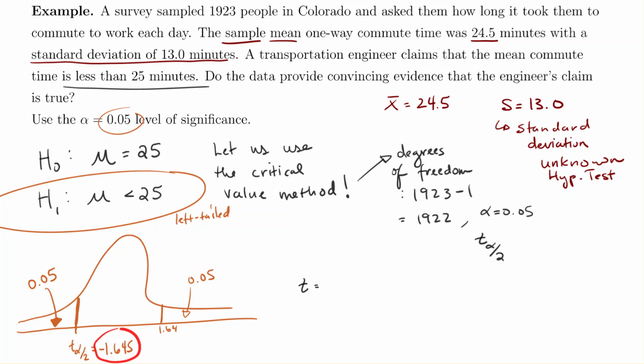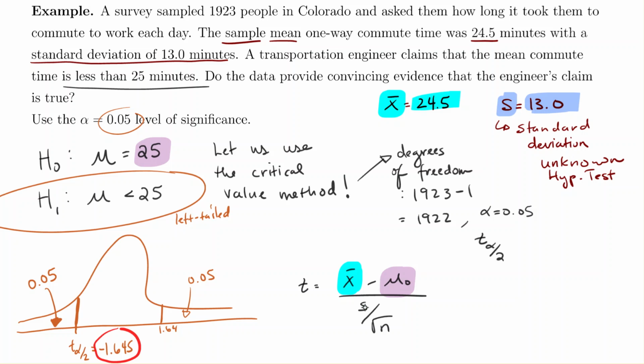My test statistic here from the formula is t equals x bar minus mu naught divided by the sample standard deviation divided by the square root of n. Let's highlight what we know. We know x bar is 24.5. We know our mu naught is the level that we're measuring off of, 25. My sample standard deviation is 13. And my sample size is 1923. So that would be 24.5 minus 25 divided by 13 divided by the square root of 1923.